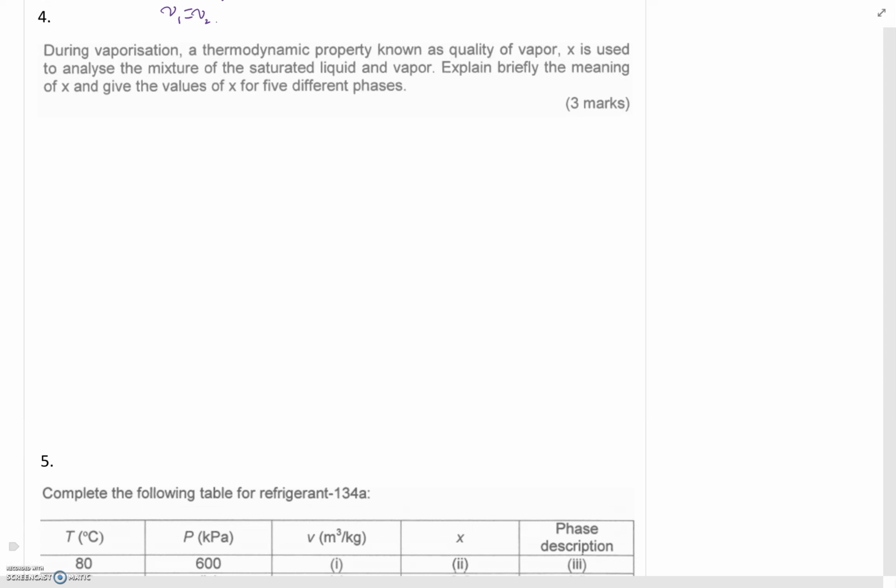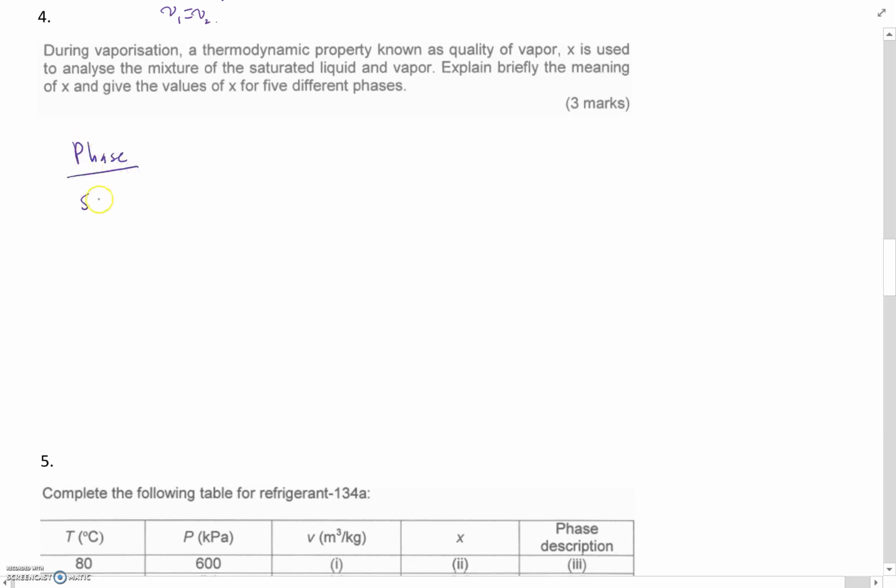For this question, during vaporization, the thermodynamic property known as quality of vapor, X, is used to analyze the mixture of saturated liquid and vapor. Explain briefly the meaning of X, and give the values of X for 5 different phases. So you have 3 marks here. So you need to list all the phases.